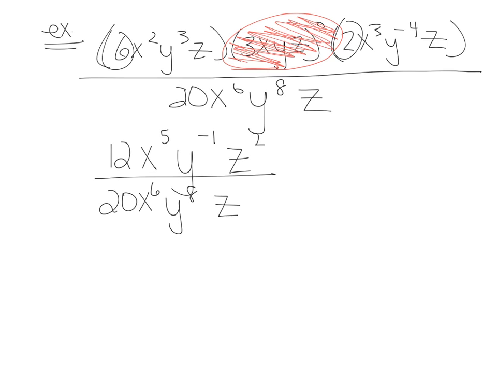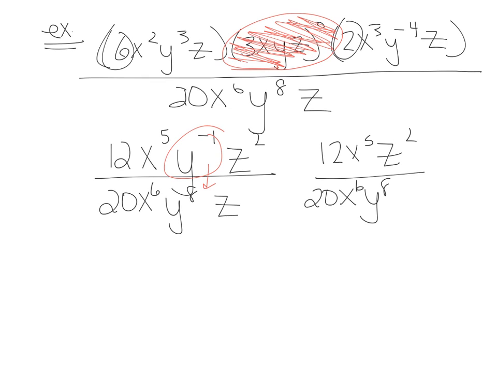Technically, I would not divide yet because the top is not cleaned up as the way that it could be. I have a negative exponent. I would move that down first. So 12x to the 5th, z squared, all over 20x to the 6th, y to the 8th, z, y. So now I can clean stuff up.